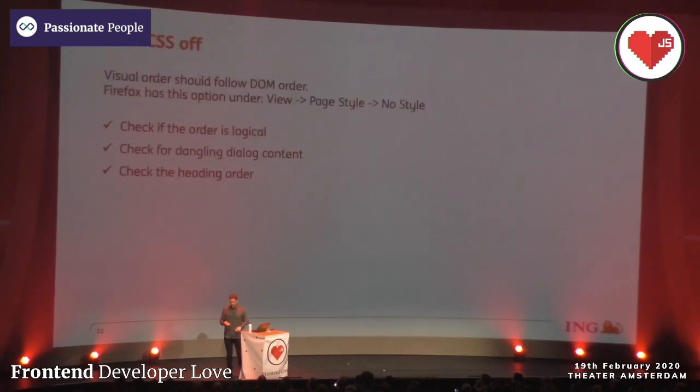Next to that, turn CSS off. When you turn CSS off, you can actually much more easily see if the visual order is following the DOM order, because things do not get put by CSS in different places. Firefox has an option underneath View, Page Style, No Style. You can disable CSS easily. So you can check if the order is logical.